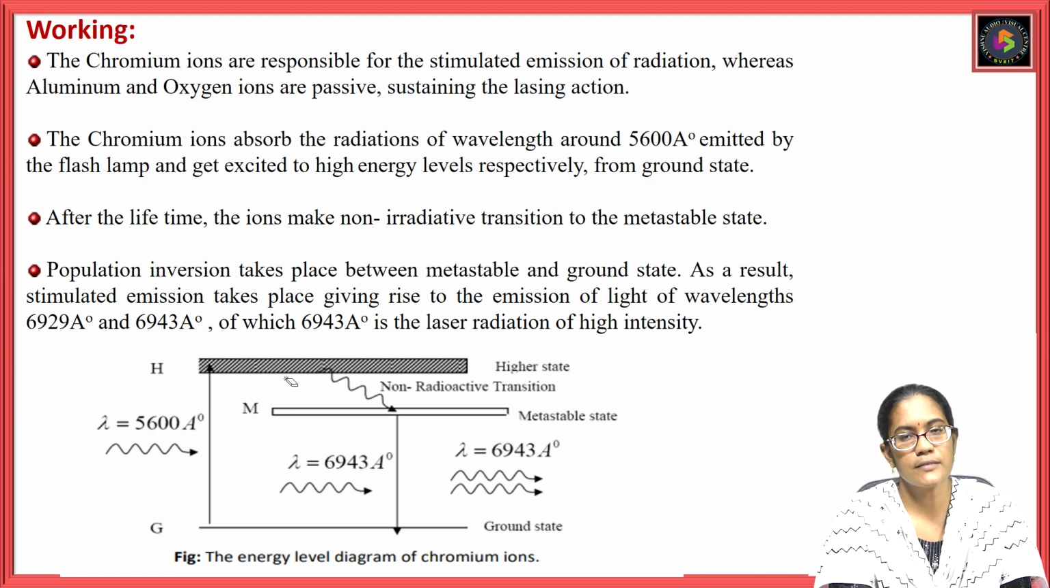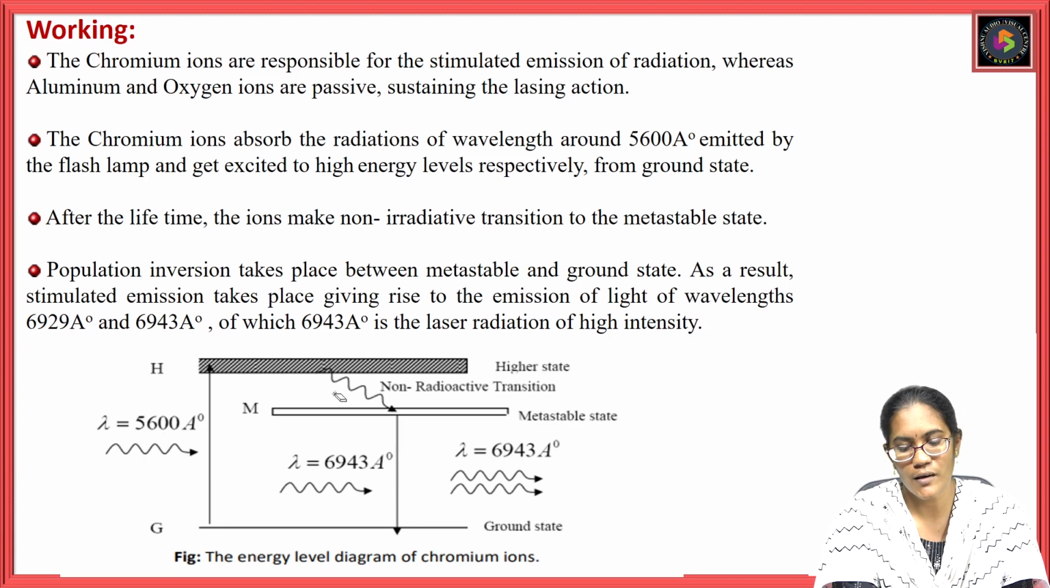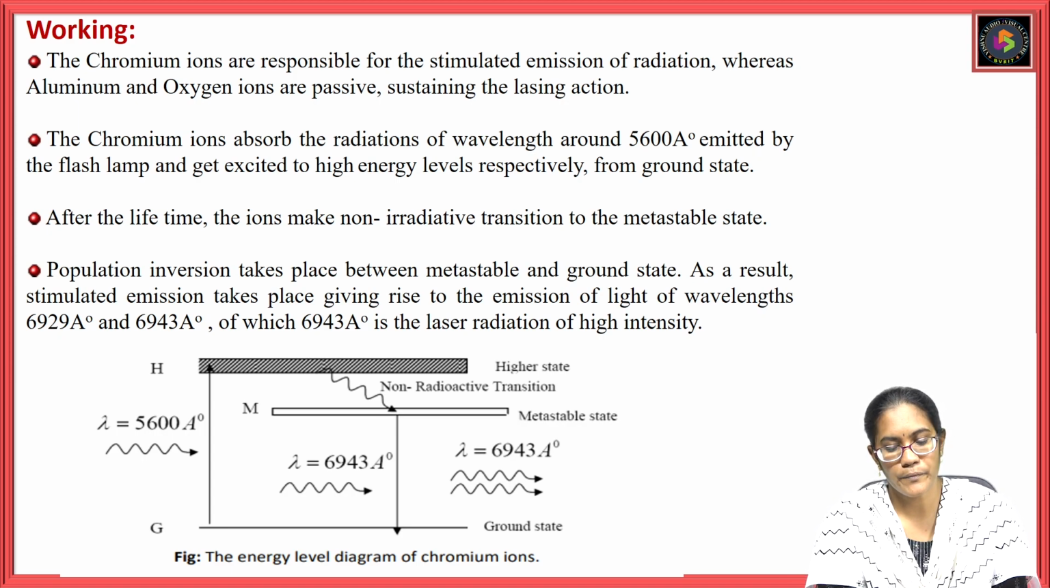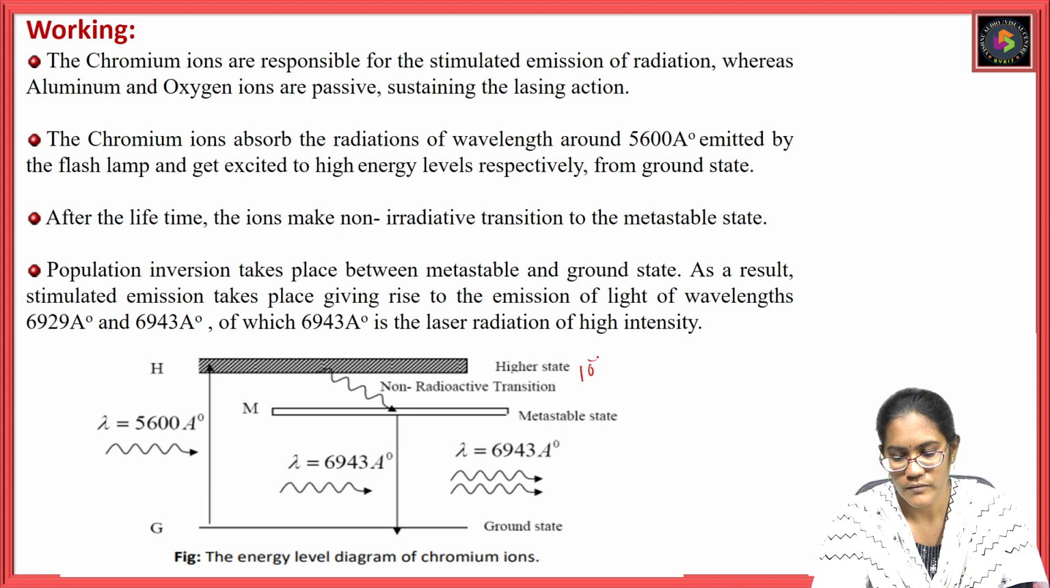The ground state Cr3+ ions absorb this wavelength of 5600 angstroms and go to the higher energy state. At the higher energy state, the Cr3+ ions cannot stay for long. After completion of the lifetime, they make a non-radiative transition from the higher energy state to the metastable state. At the metastable state, the atoms can stay, and so population inversion is achieved between the metastable state and the ground state.